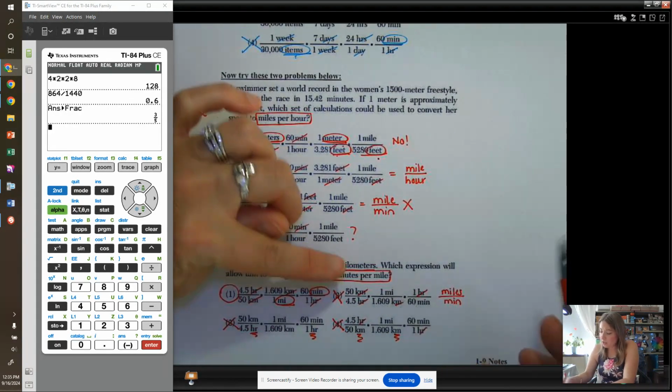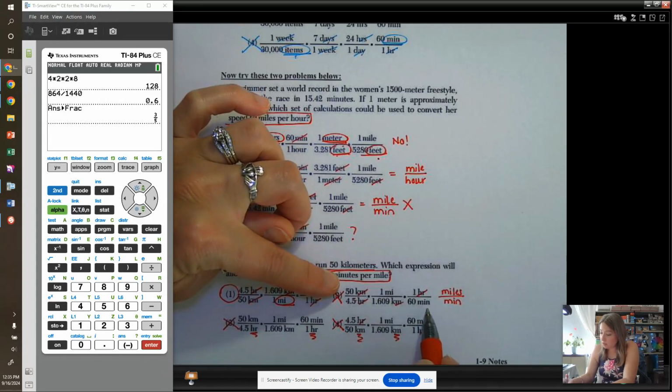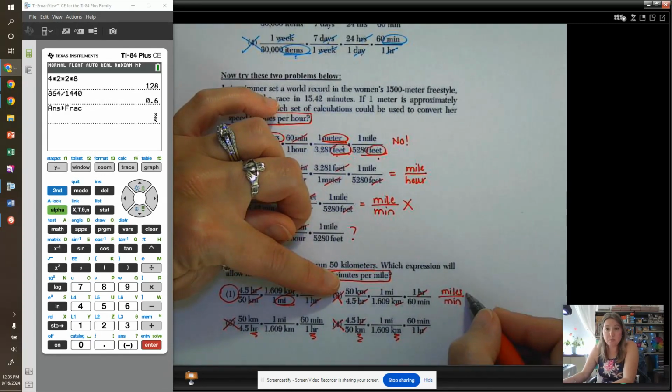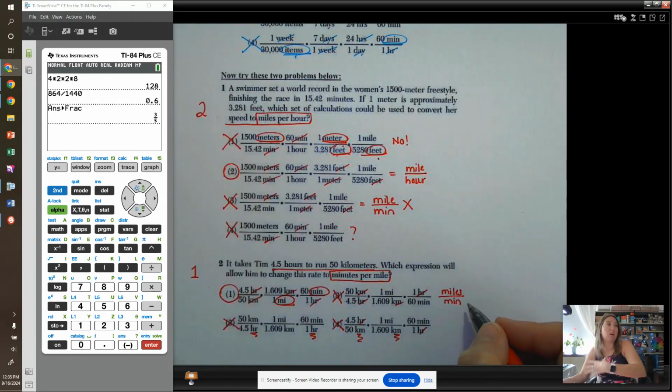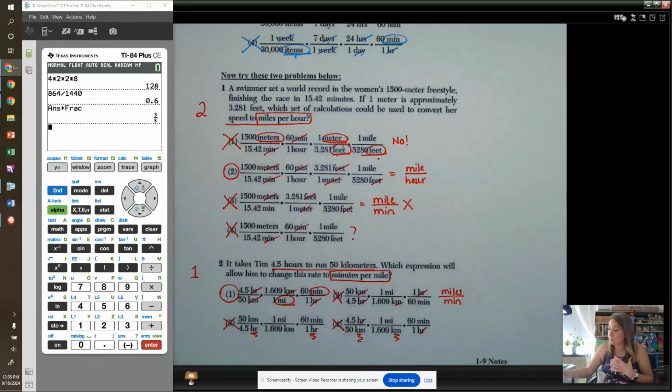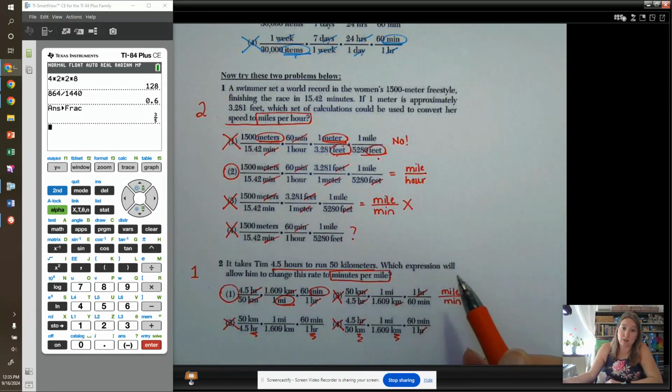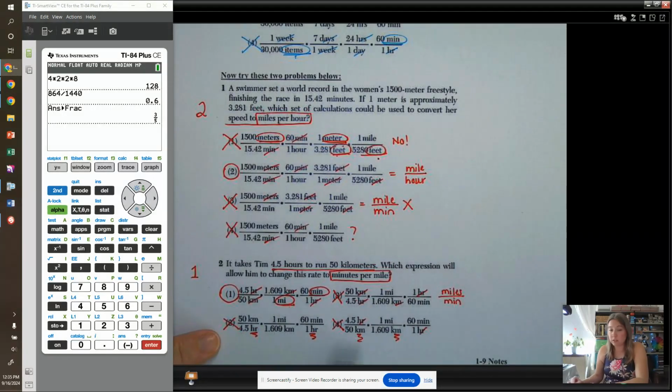I do notice that things cancel in choice 3, and it leaves me with miles per minute, which is what our default preference would be, but that's not what we were asked for. So that's the reason that number 3 isn't correct. And then, of course, the classic reasons why 2 and 4 weren't correct. Same unit on the same line doesn't work for us. That doesn't cancel the things that we needed to cancel.